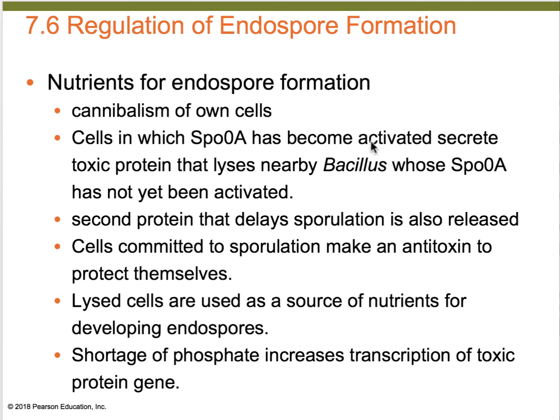And so those cells that have entered sporulation first are the ones that will be successful, because they will use the neighbors that they've killed for nutrients, and they will be the ones that form the endospore. Usually under those nutrient-limiting conditions, especially when cells start to run out of phosphate, because remember this is a complex phosphorylation cascade, they'll increase the transcription of that toxin gene to, again, make sure they can kill the neighboring cells and get as much phosphate as possible so that they can continue their phosphorylation cascade.